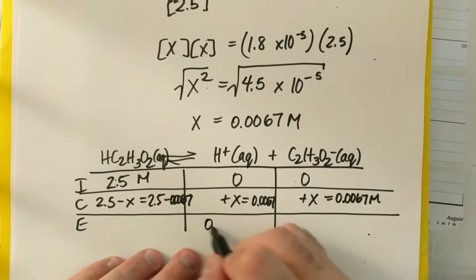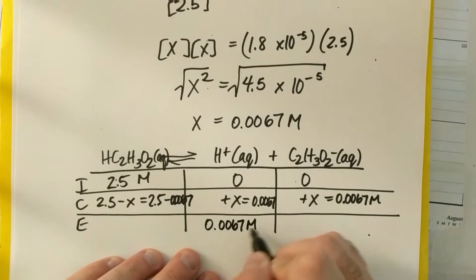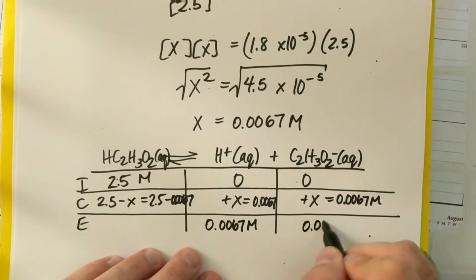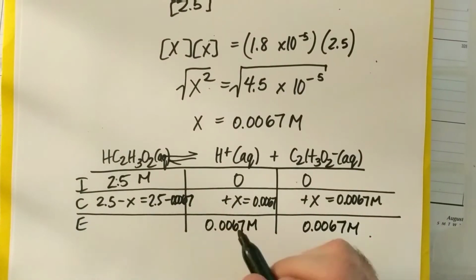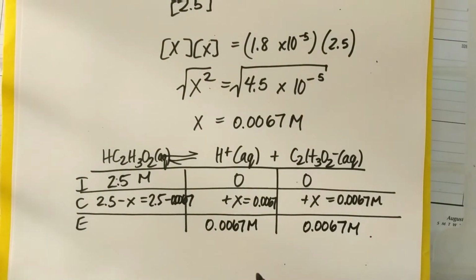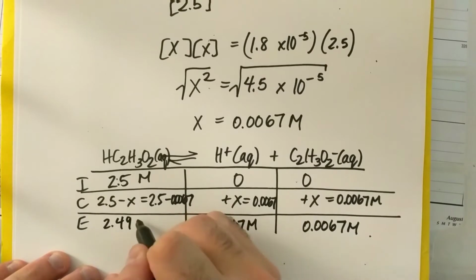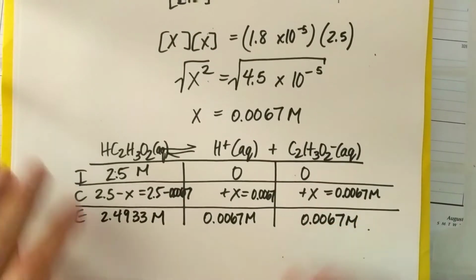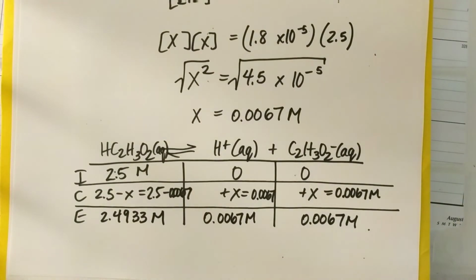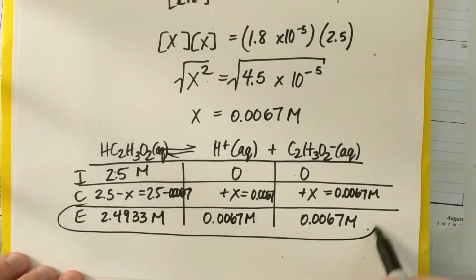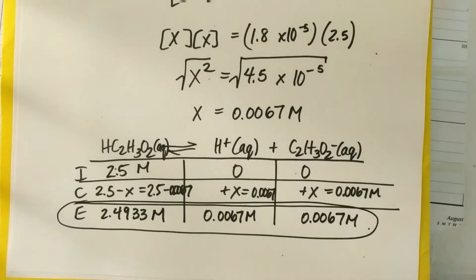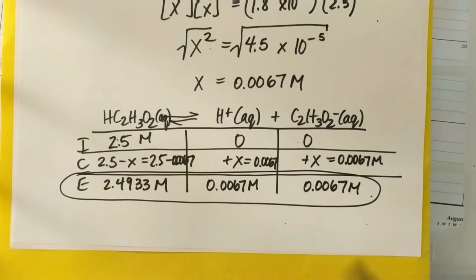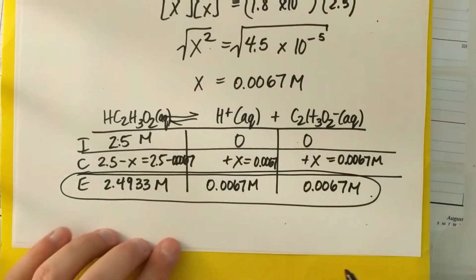So now I know that my equilibrium concentration of H plus is 0.0067, 0.0067, and my equilibrium concentration of my acetic acid, or HC2H3O2, is 2.4933. That's not the right sig figs, but I'm going to show you that just so you know that this basically rounds to 2.5. And so these will be my equilibrium concentrations of any of my reactants and products using the Ka. And you could check your work by plugging these values in to see if I get the Kc as I did before.